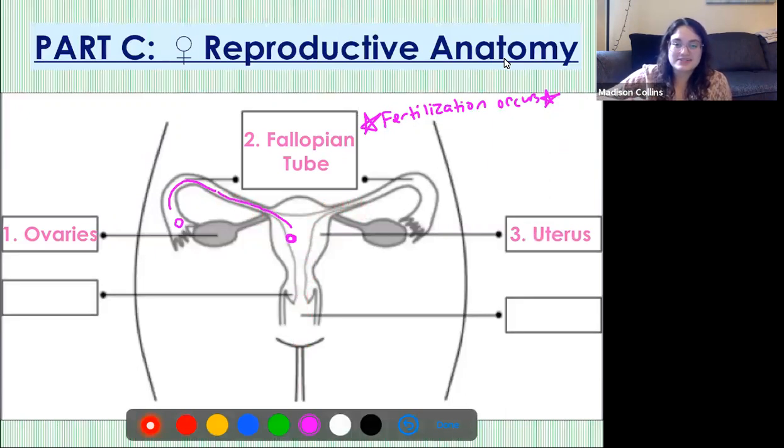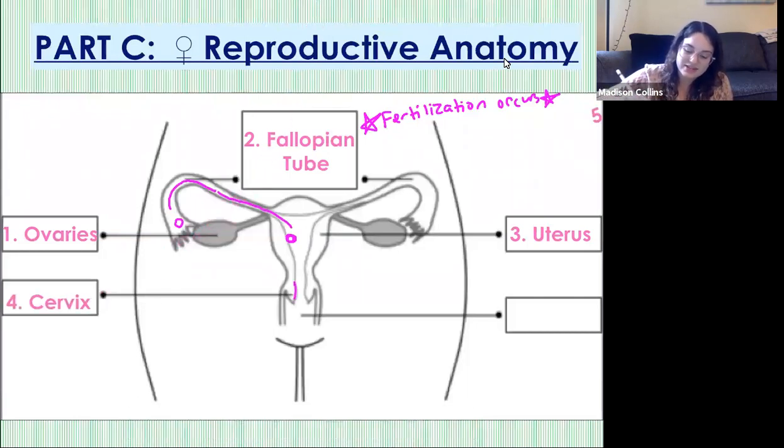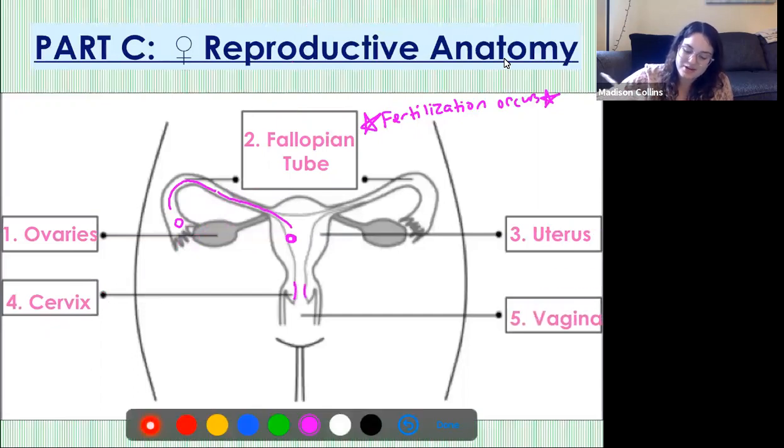All right, that uterus is connected to the outside world through the cervix. So the cervix is the opening that connects the vagina to the uterus. And again, the vagina is going to be that opening from the outside world. So uterus is where the baby develops. Cervix is kind of like the bridge between the uterus and the vagina, and then the vagina is the opening.